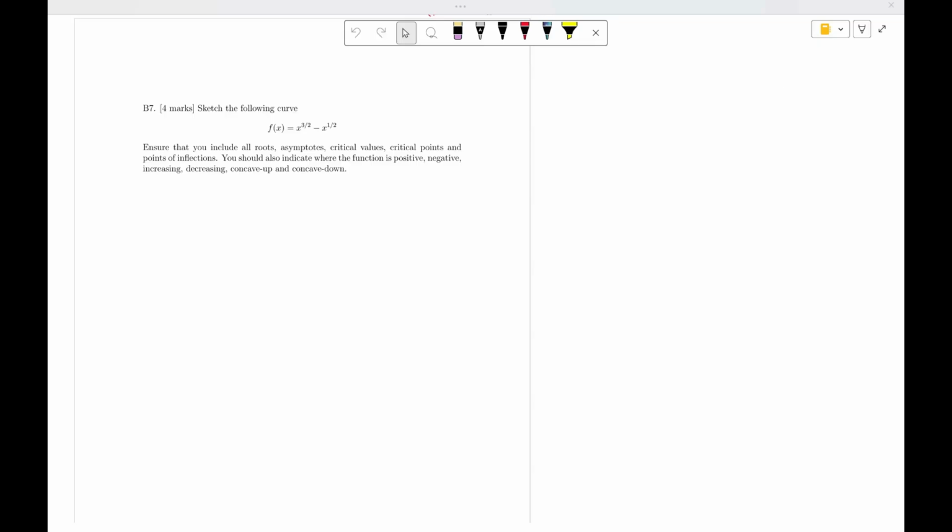So we have our curve sketching problem. In this curve sketching problem, we need to include all roots, asymptotes, critical values, critical points, points of inflection. You should also indicate where the function is positive, negative, increasing, decreasing, concave up, concave down. Basically, it's saying do all the analysis that we've done for each of our functions.